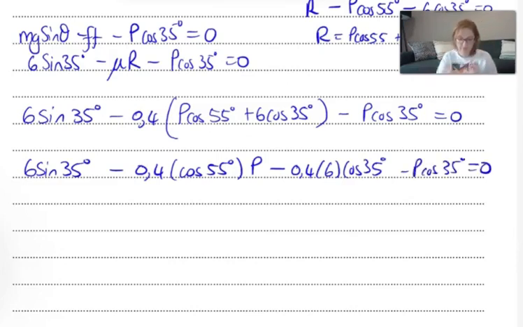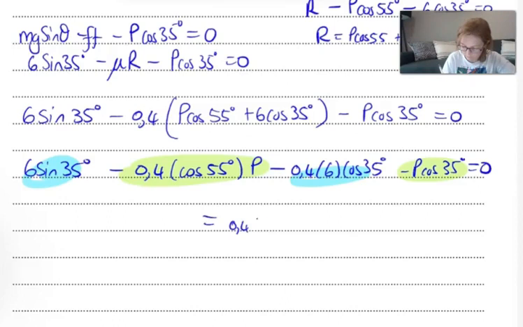Now I'm going to keep all my terms with a P on my left-hand side, and I'm going to take all my terms that don't have a P onto my right-hand side. I'm actually going to do it the other way around because I want my P values to be positive. So I'm going to say 0.455, and I'm also going to take out a P.